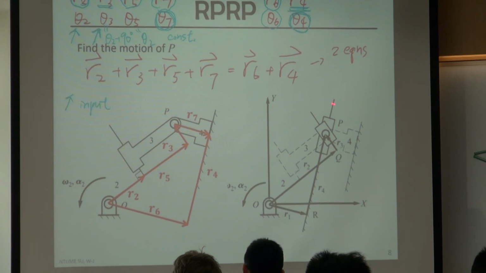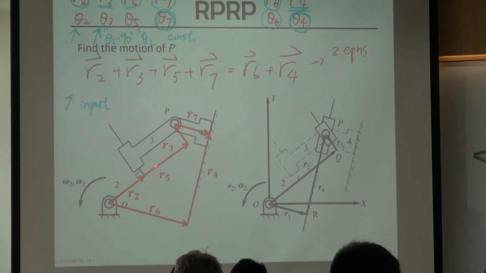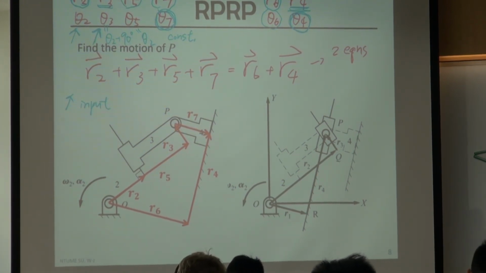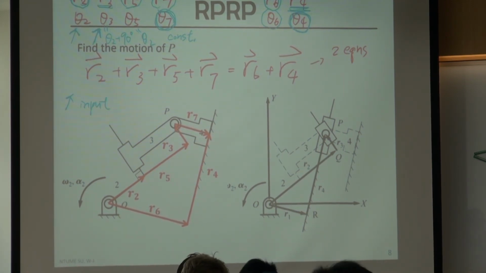So if the previous vector loop is valid, this vector loop should also be valid. I only changed their order, but they should be the same as the original vectors. But right now, if I change it in this way, I can actually combine R2 and R5 together to become a new one. So just keep this in mind.